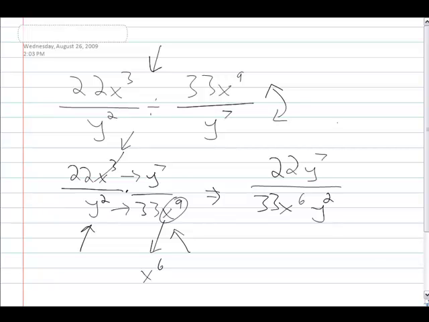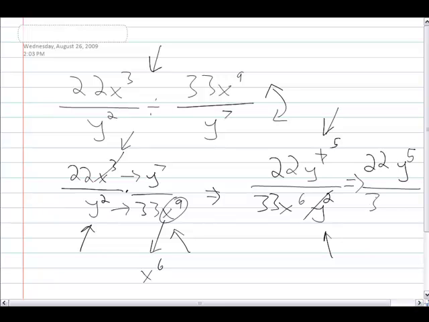So we took care of the x's. Now we need to take care of the y's. If we have 7 y's on top and 2 on the bottom, then these 2 y's are going to cancel with 2 of the y's here, so we'll be left with 5 y's on the top. Now if we rewrite the problem, we have 22 y to the 5th over 33 x to the 6th. So as you can see, the y's and the x's are done. There's no x on the top and the bottom, and there's no more y on the top and the bottom.